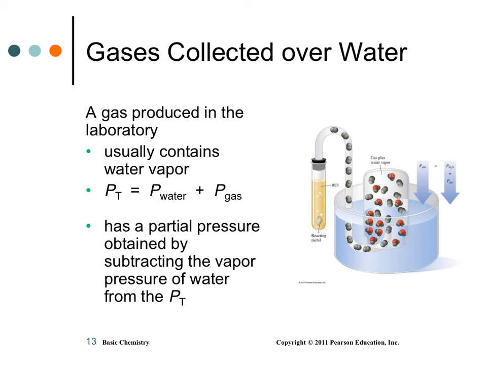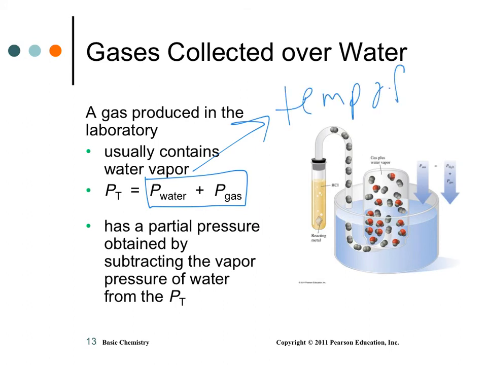So every time that you collect gas over water, to figure out what pressure of gas you have, you have to remove the pressure of the water. And to do that, you basically look at the temperature of the water, and then that'll give you the vapor pressure of water.